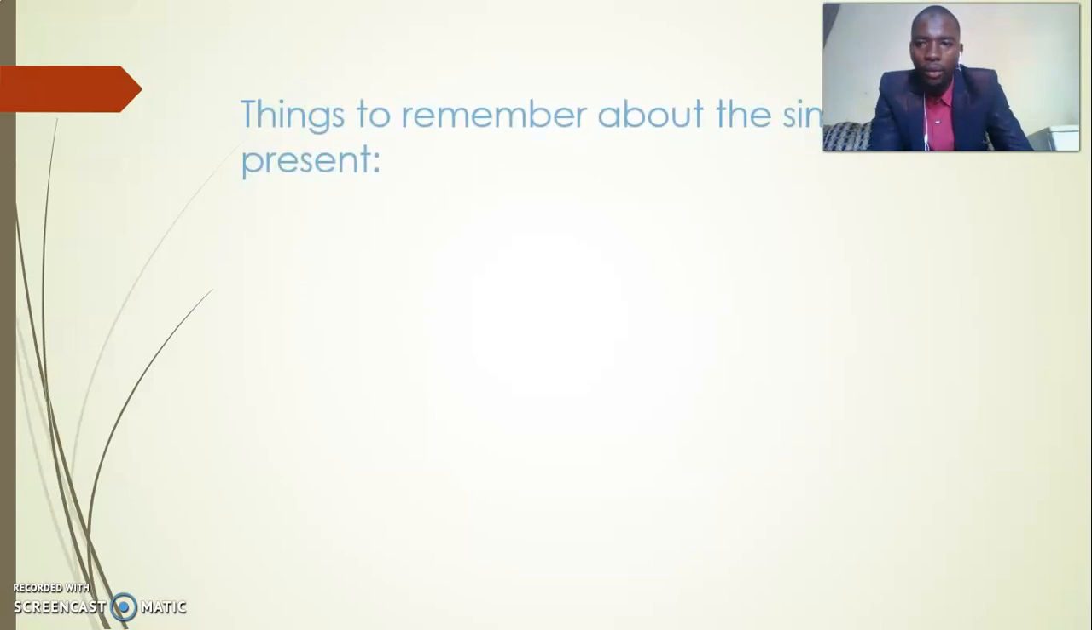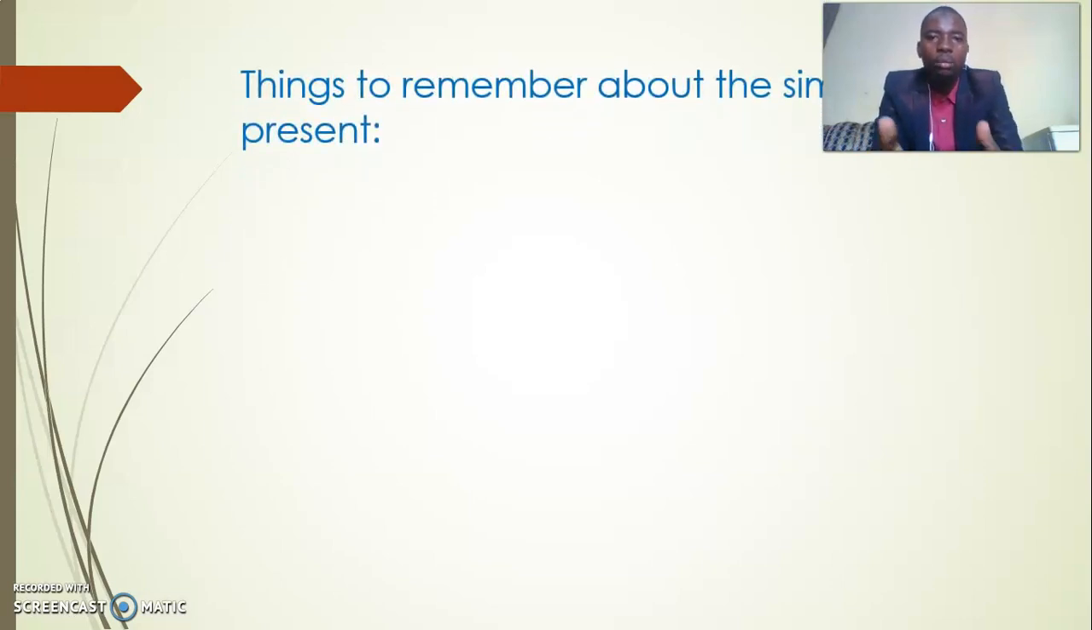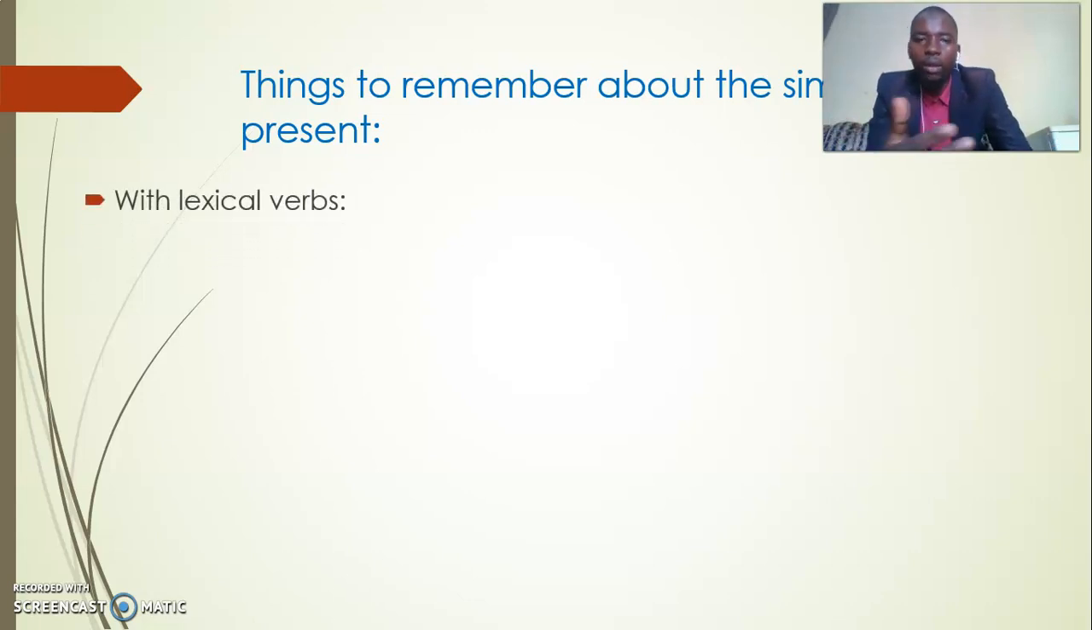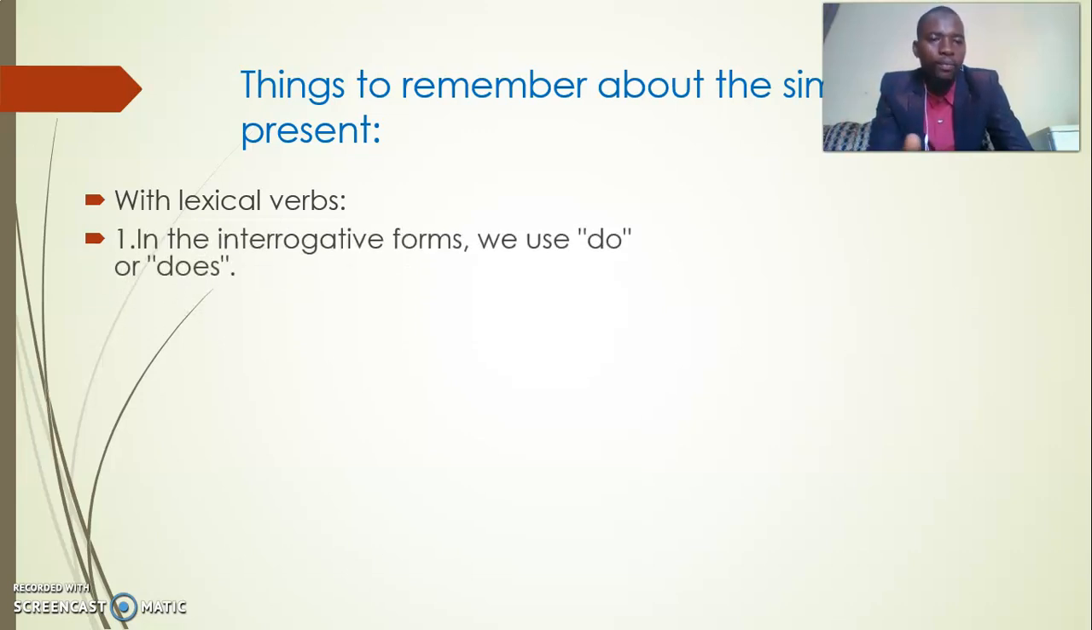And from there, we go to some things to remember about the simple present tense. So these points are very important. With the lexical verbs, try to remember these. 1. In the interrogative forms, we use do or does with a lexical verb. Example, do you like the house?